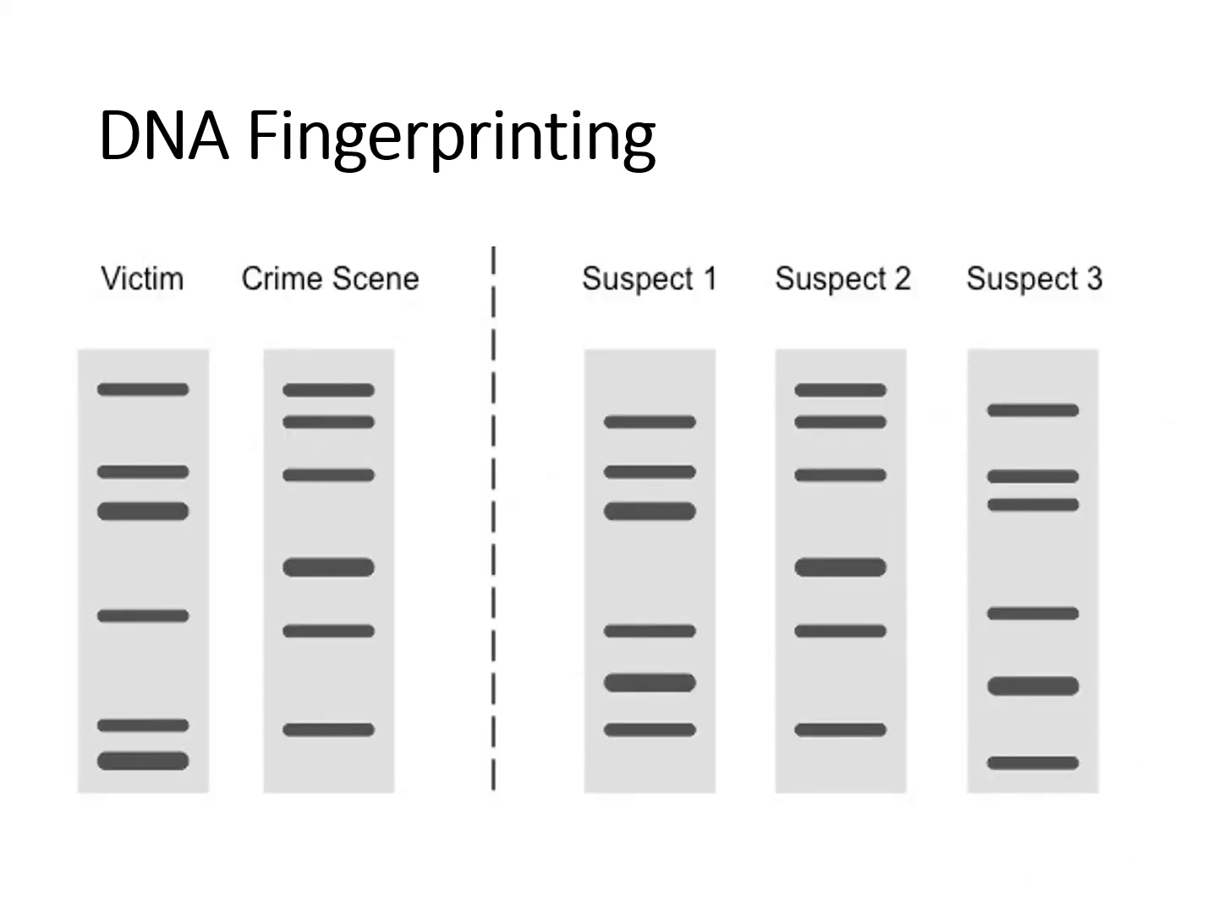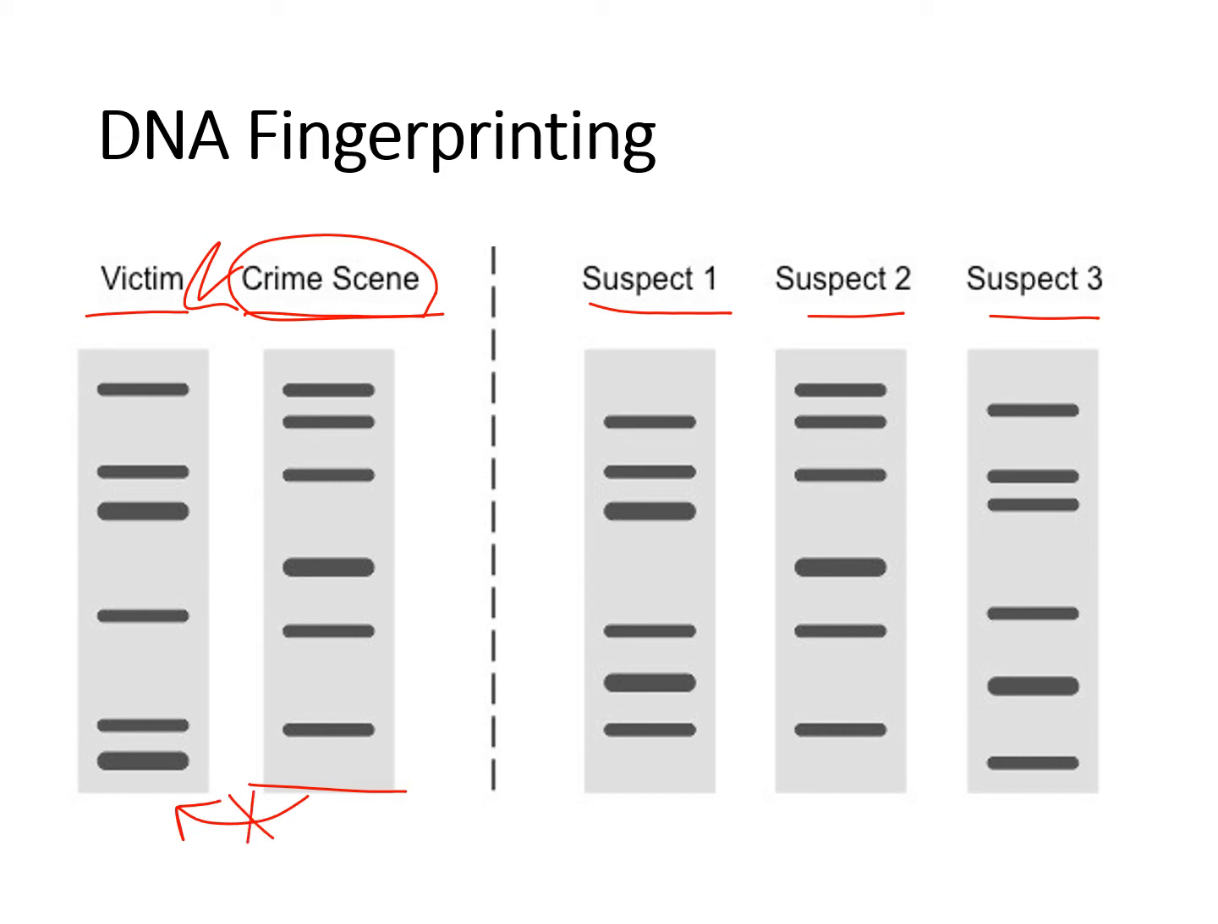Probably the most common reference to DNA fingerprinting is in solving crimes. In this case, you have a victim and DNA that was left at the crime scene, and you have three suspects, suspect 1, 2, and 3. The DNA left at the crime scene, you first want to determine if it was from the victim. As you look at these banding patterns, this pattern does not match the victim. So it does not match.